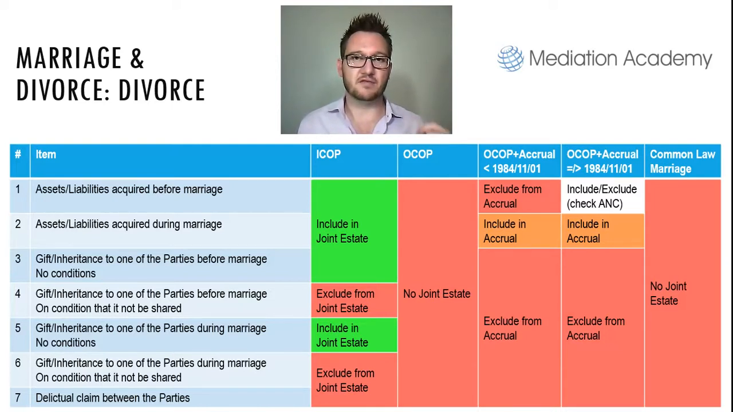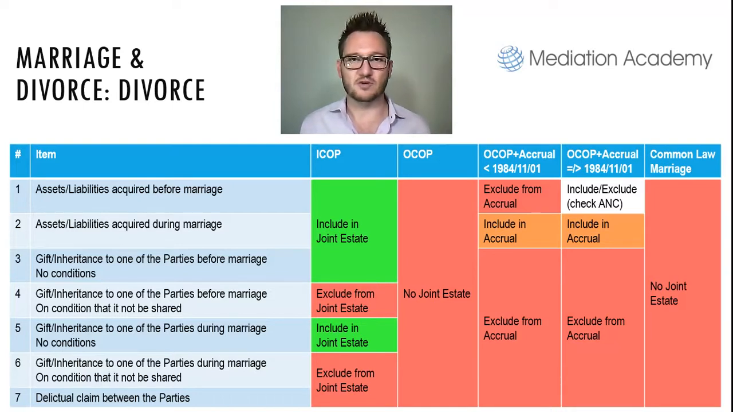However, if she leaves it in her will on the condition that this ring will only ever be Bob's, it will never ever form part of any joint estate, then that's exactly what we're going to do. And that's also how the courts recognize it. Same goes for gifts or inheritances during the marriage. So before and during the marriage is exactly the same. And the last one there, a delictual claim between the parties.